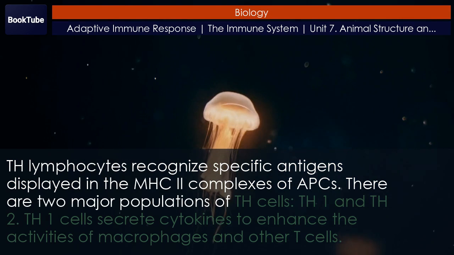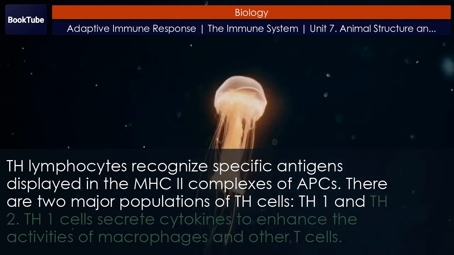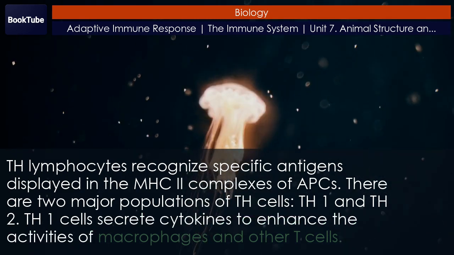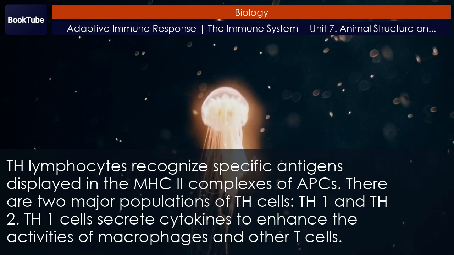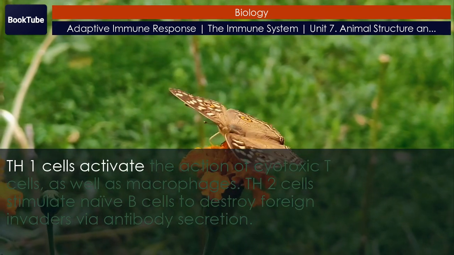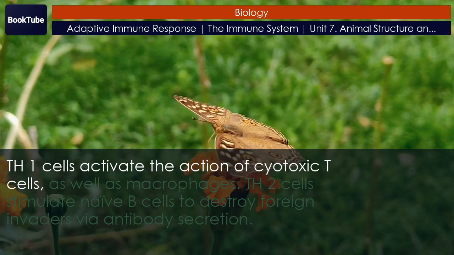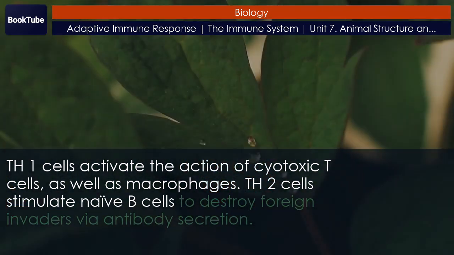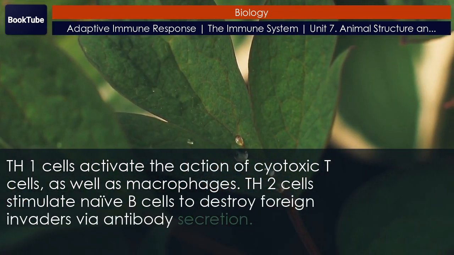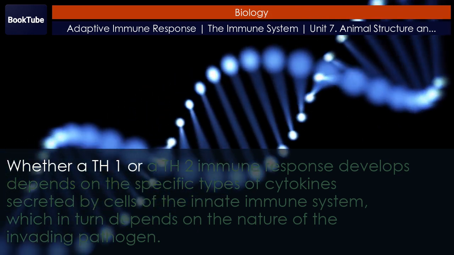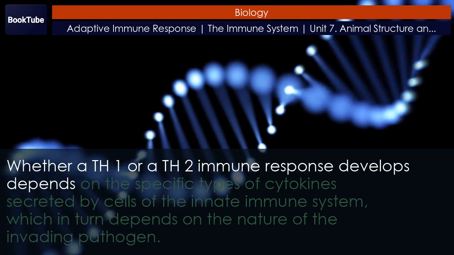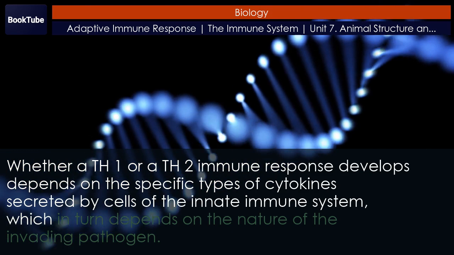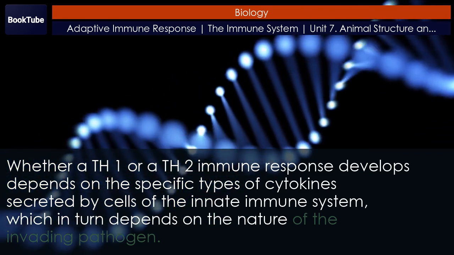There are two major populations of Th cells, Th1 and Th2. Th1 cells secrete cytokines to enhance the activities of macrophages and other T cells. Th1 cells activate the action of cytotoxic T cells, as well as macrophages. Th2 cells stimulate naive B cells to destroy foreign invaders via antibody secretion. Whether a Th1 or a Th2 immune response develops depends on the specific types of cytokines secreted by cells of the innate immune system, which in turn depends on the nature of the invading pathogen.